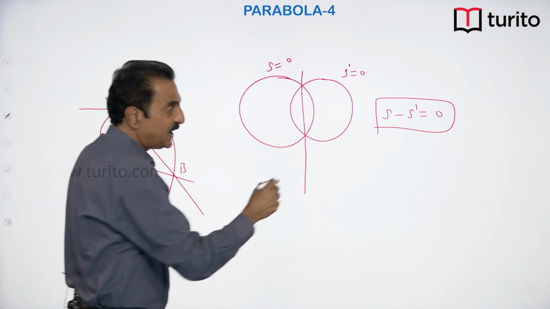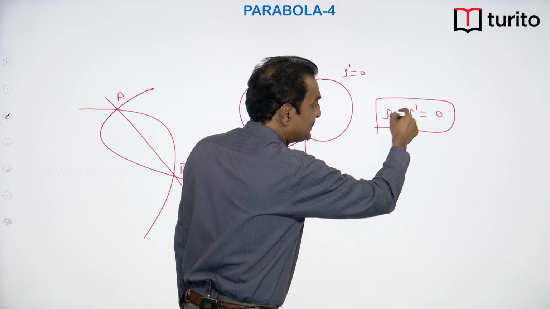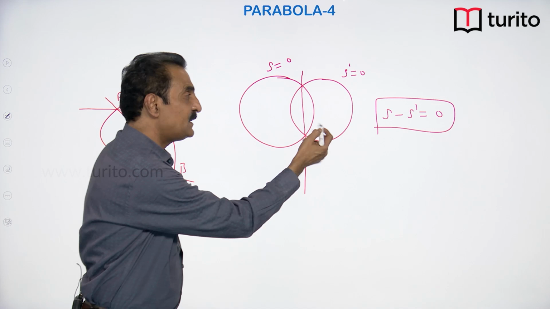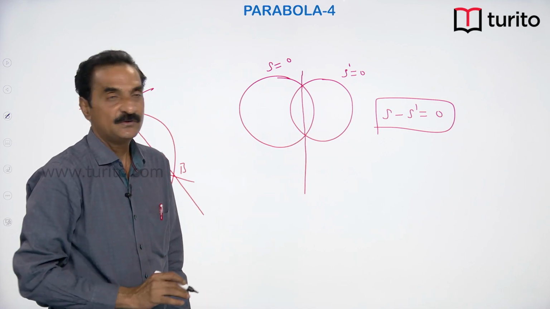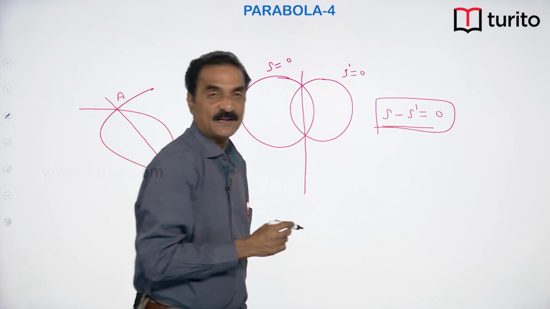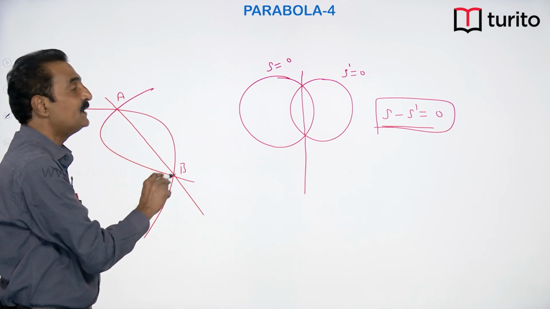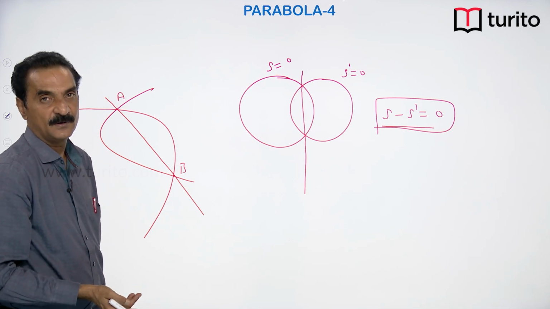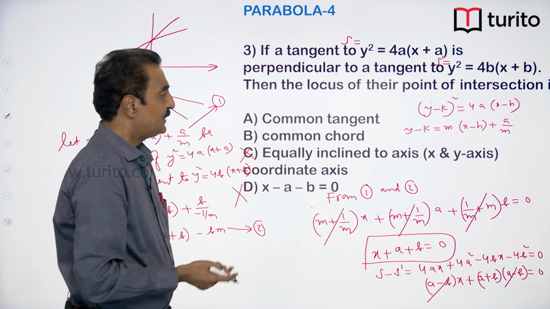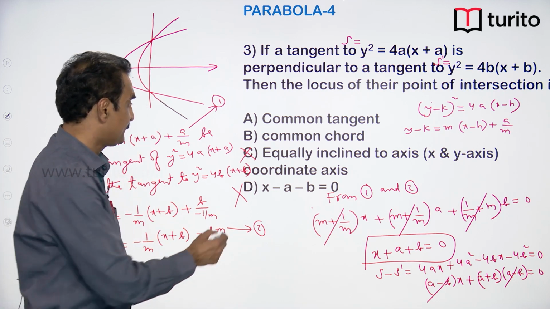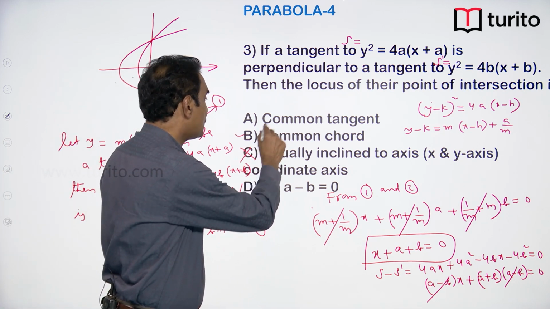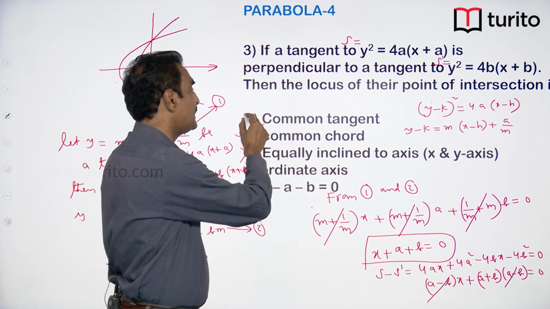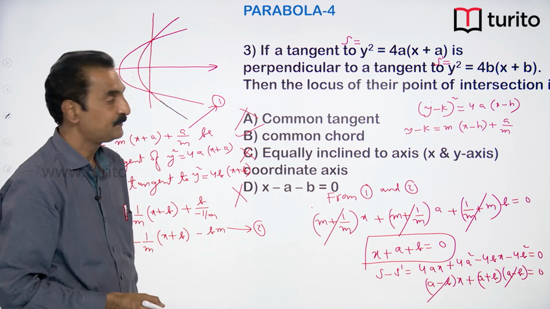So, if we substitute A, first term S becomes 0, S dash becomes 0, so the equation is satisfied. If you substitute B, the equation will be satisfied. So, this S minus S dash is equal to 0 passes through A and B. So, if it is a straight line, then definitely it is the chord AB. Okay. So, in this question, what is the correct answer? Answer is common chord of the two curves. Okay. So, if it is common chord, it cannot be common tangent.